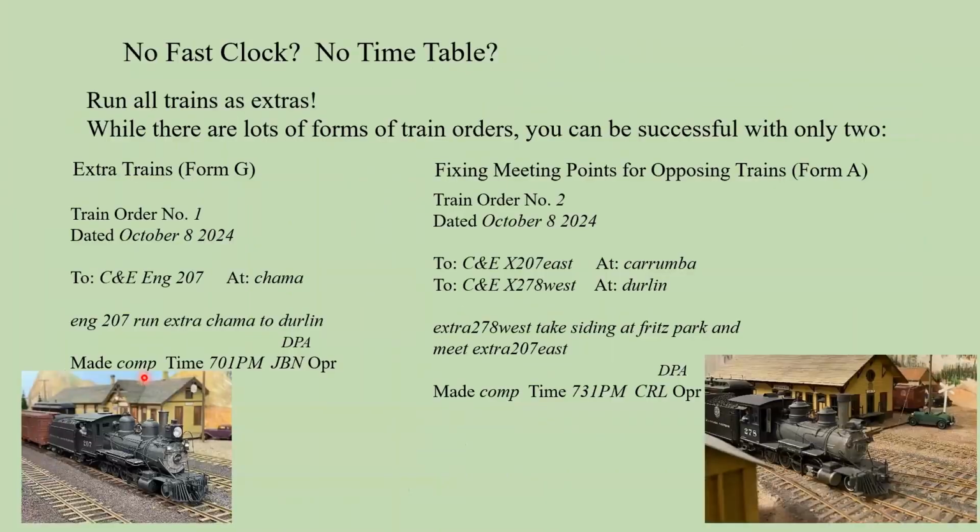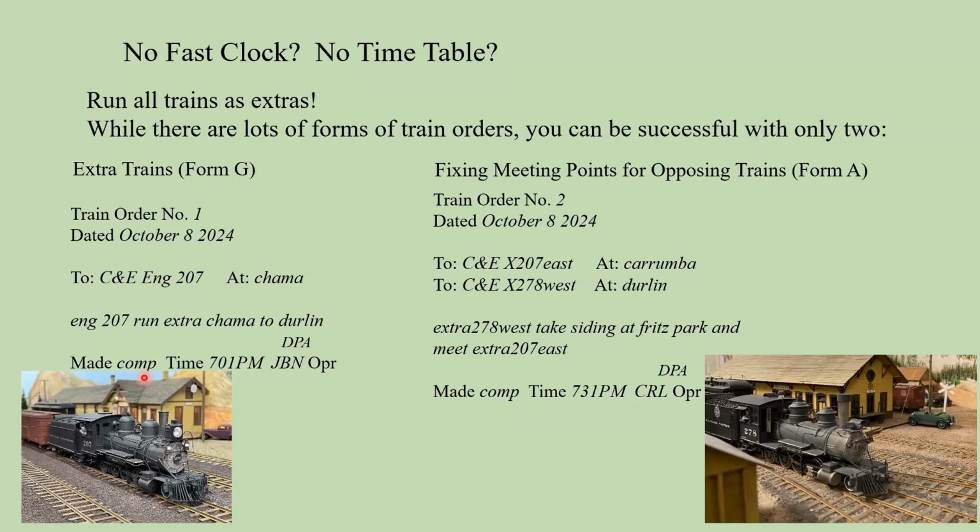Okay, so we're going to try this without a clock. So no fast clock, no timetable, but we can run all trains as extras. There are lots of forms of train orders, but I think in narrow gauge you can be successful with only two of them. One is an order that authorizes an extra train, known as Form G, and the other is for fixing meeting points for opposing trains, and that's a Form A order.